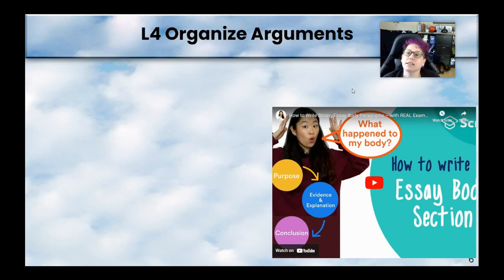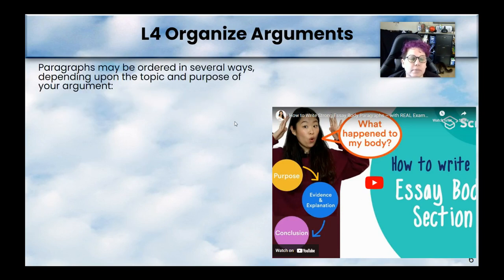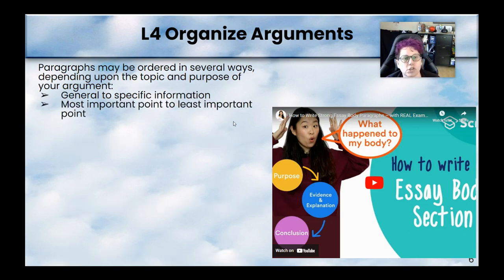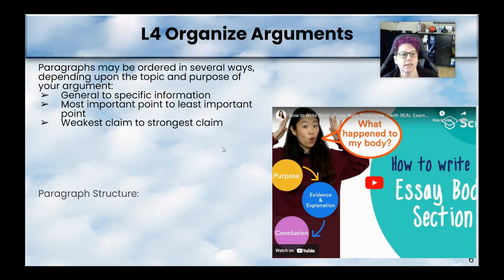Okay. In lesson 4, you're going to be learning how to organize your argument. So remember that paragraphs can be ordered in several ways, and it really just depends on your topic and the purpose of your argument. You can go from general to more specific information. You can go from the most important point to the least important point, or you can do the opposite of that and go from your weakest claim to your strongest claim.